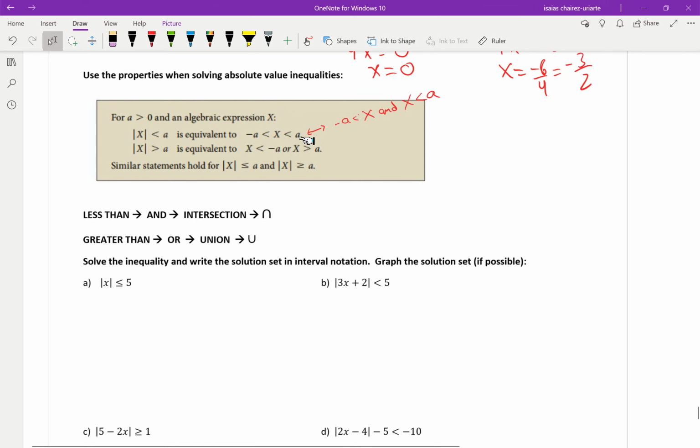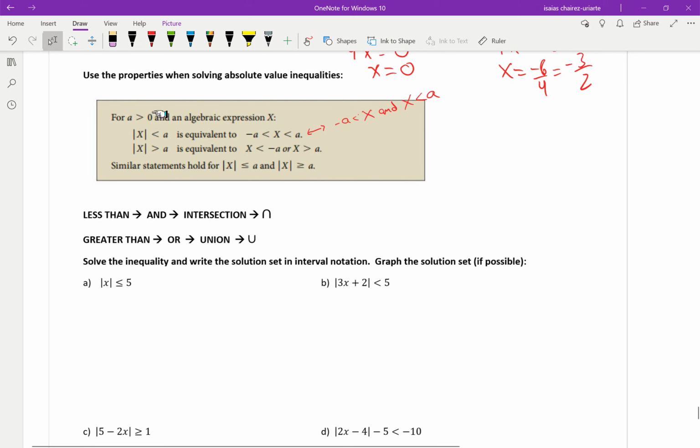So this is how we're going to deal with anytime that we have a less than. If you have that the absolute value of x is bigger than a, that's equivalent to saying that x is bigger than a or x is less than negative a. And the same statements are true if you had less than or equal or bigger than or equal. You would just change these inequalities to less than or equal or bigger than or equal.